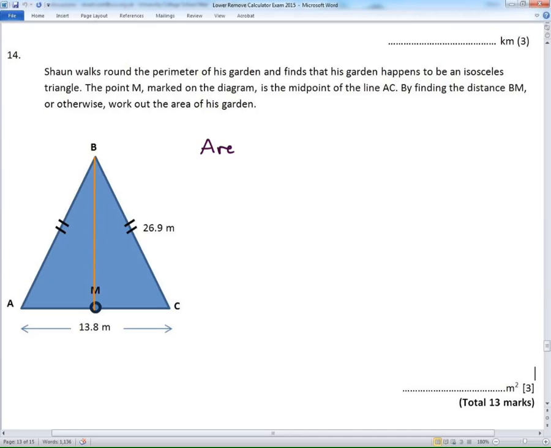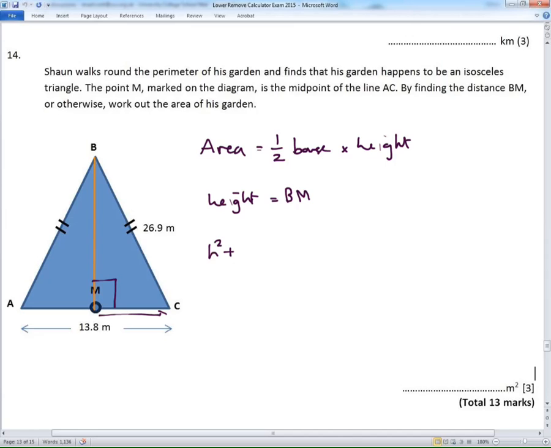Okay, this question about the isosceles triangle. You know that the area of a triangle is half base times height. You don't know the height of this triangle, so you need to find that height. The height in this case is BM, which is why in the question it hints that finding BM is probably a good idea. This is a right-angled triangle, the half of the triangle that we've now drawn, BMC.